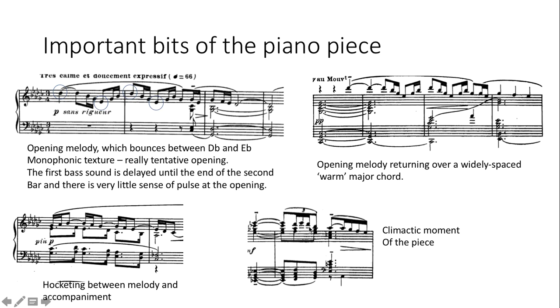And then the climactic moment in the piece, where this C flat major chord returns. And then the return of the opening melody over that really widely spaced, warm major chord. So those for me are the really big important moments. Some of the general features: the fact that the chords are always quite big and really spread out, that's something that you might want to draw upon in an orchestration of this piece.